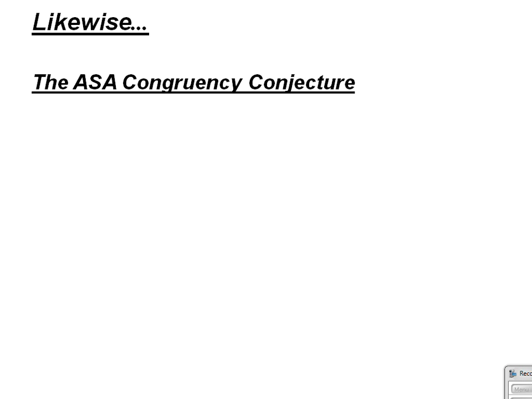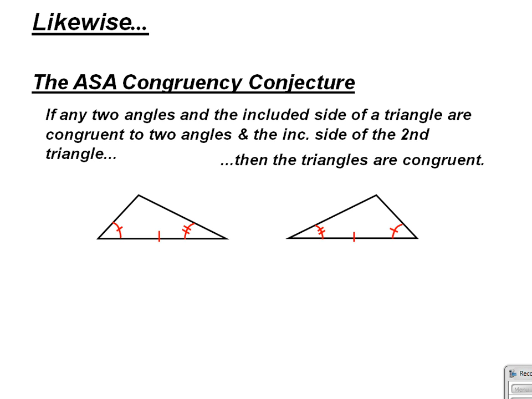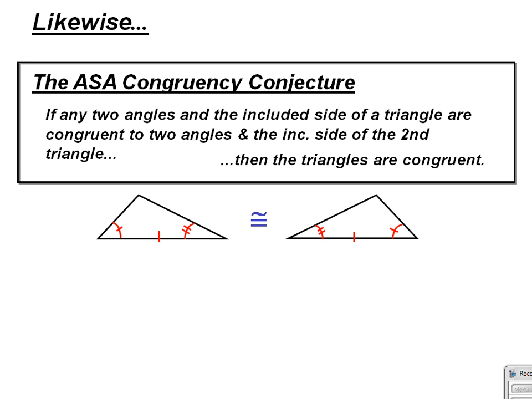Likewise, the ASA, or angle-side-angle congruency conjecture. While you've done this construction in your homework as well, we'll forego it right now and get right to the point. The ASA congruency conjecture says that if two angles and the included side of a triangle are congruent to two angles and the included side of a second triangle, then the triangles are congruent. Make careful note again, the included side has to be the side between the two congruent angles and not a side outside the two congruent angles.